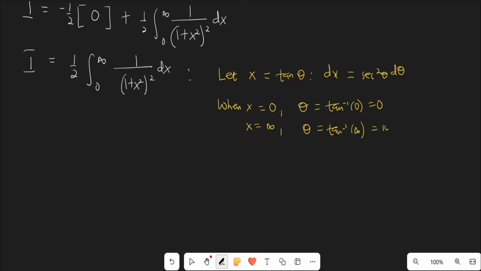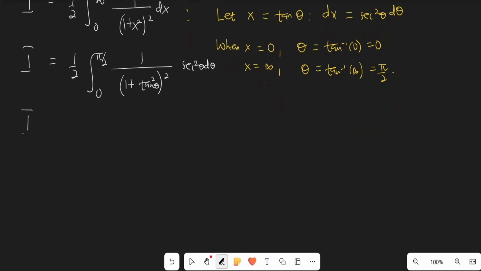Tan inverse of infinity is pi over 2. And now the integral in the theta world is looking like this. I is going to be 1/2 the integral from 0 to pi over 2 now of 1 all over 1 plus tangent of theta by a squared, so tangent square of theta, and all this one is squared, multiplied by dx, and dx is the secant square of theta d theta.